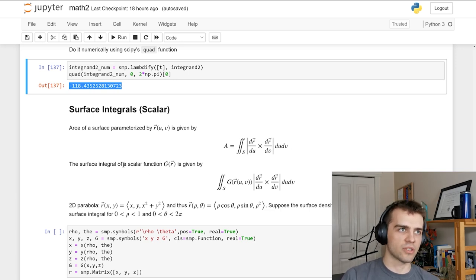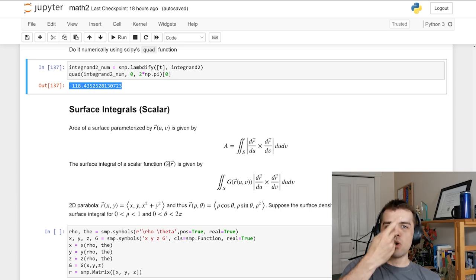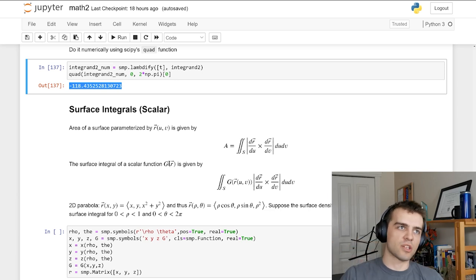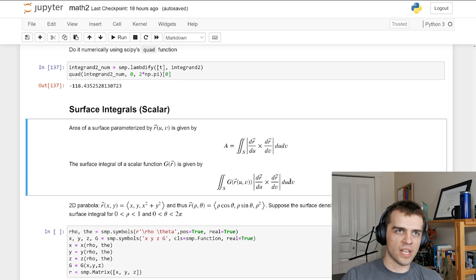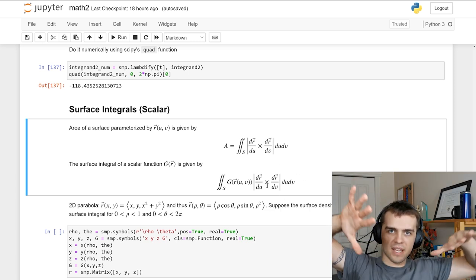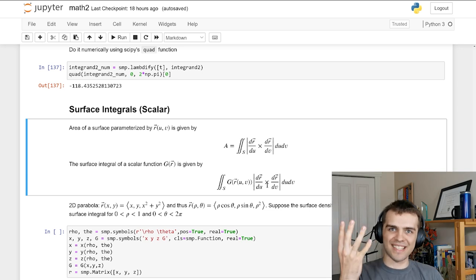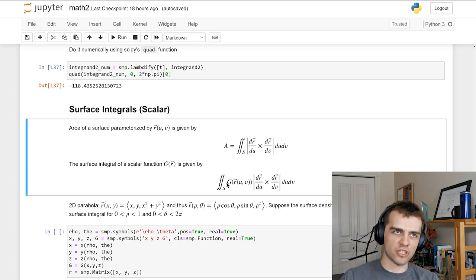The surface integral: you take this function here, and if there's a scalar function g which depends on your location in space, again, this could be temperature or something, it's g, which is a function of r, which is a function of u,v, times this infinitesimal area element. So for example, if you have a metal sheet in space and there's a density of that sheet, then g would be the density, and this integral would give the mass of that sheet.